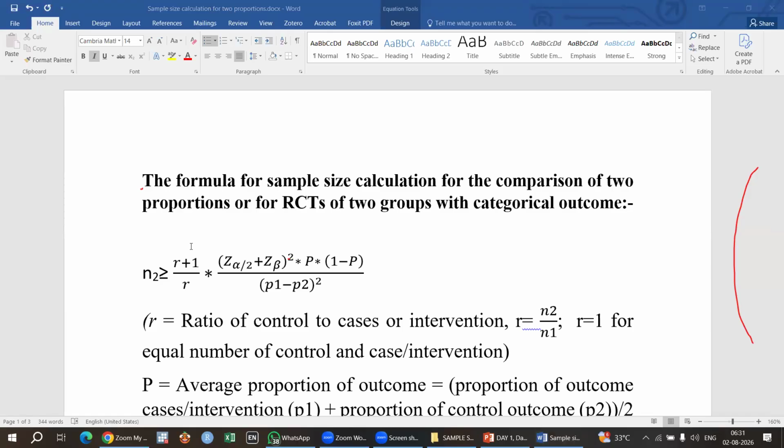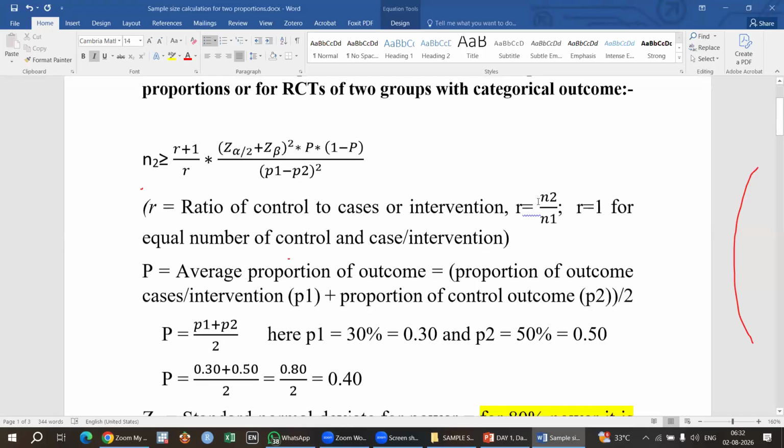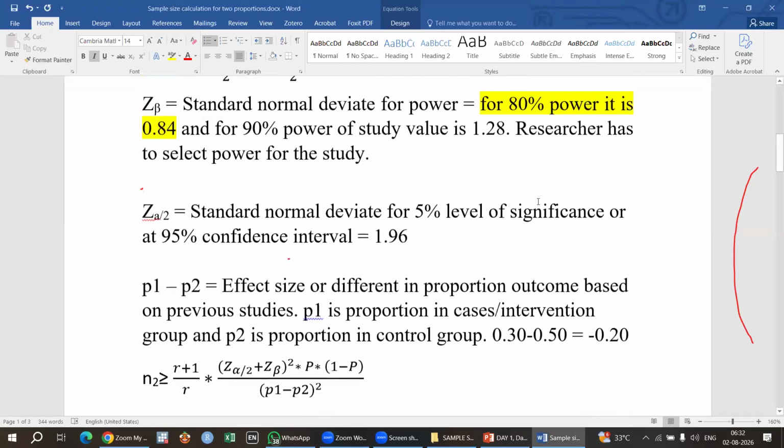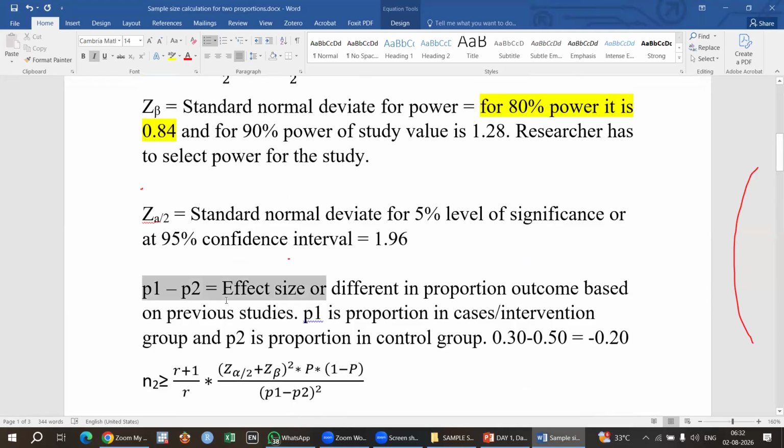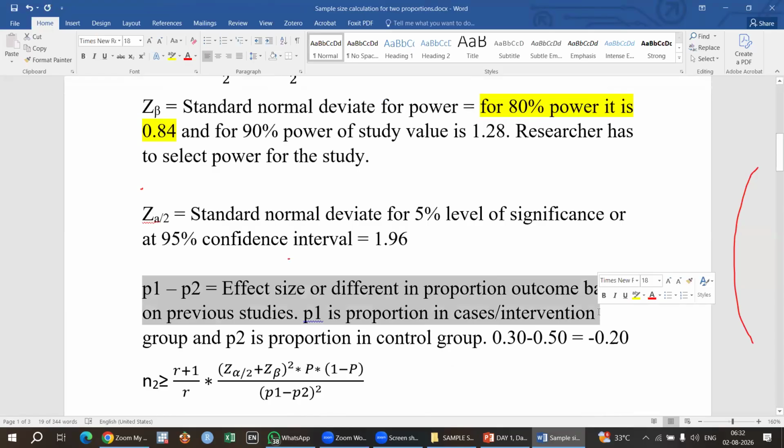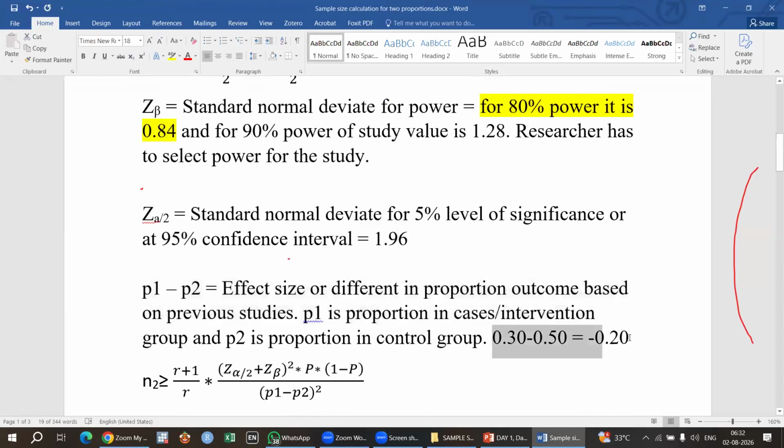Sir, what is the effect size? I have told you, for proportion or categorical outcome, this will be the effect size. Please see this. This will be the difference between two proportions. So this is the effect size. You have to remember.